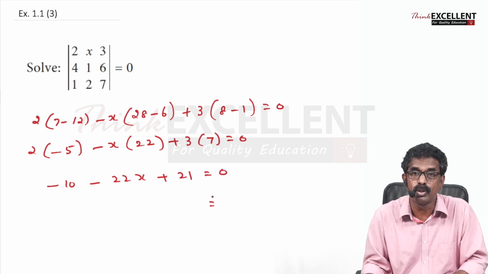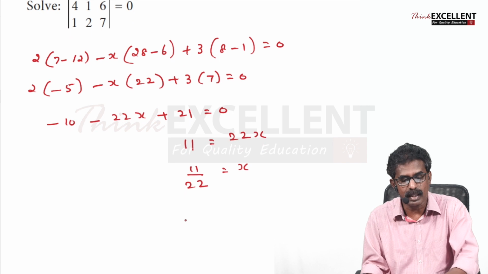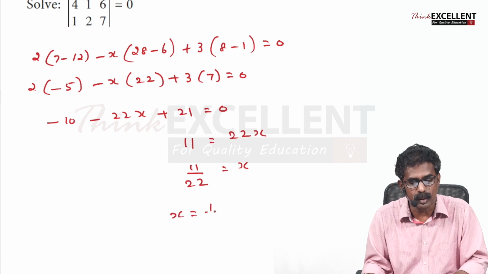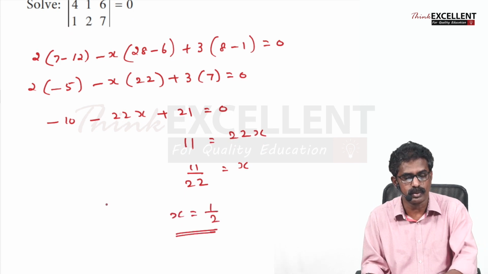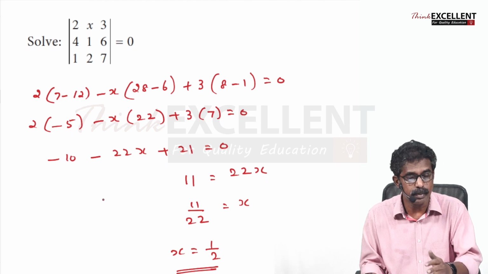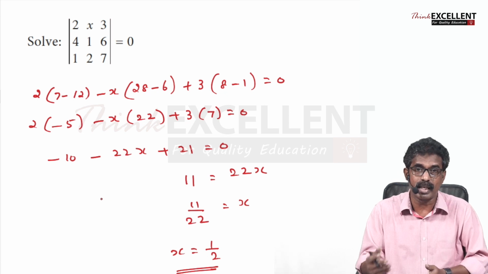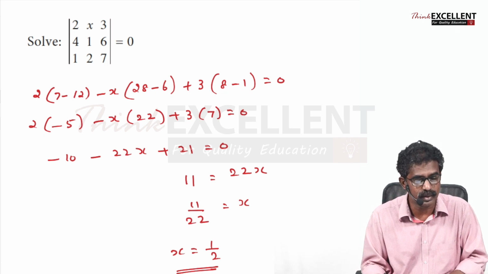Take that minus 22x to the right side, it will become plus 22x. Left side 21 minus 10, it is 11, right? So x is equal to 11 by 22. You cancel by 11 table, you are getting x equal to 1 by 2, right? Hope you understood. So like that sometimes there may be two unknowns. X may appear in two places, okay? Then sometimes you will get a quadratic, solve it, you will get two answers, okay?